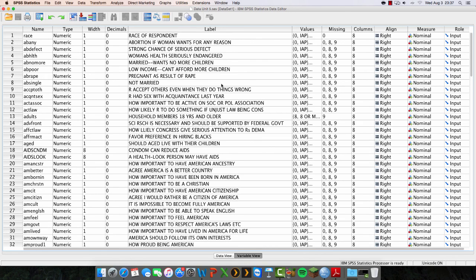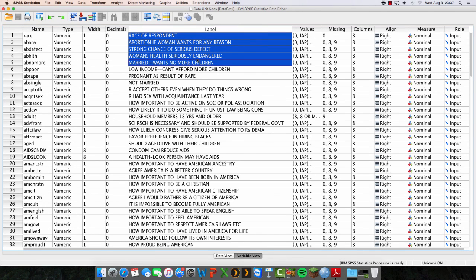The 3 hypotheses I'm going to test, you can see they're right here at the top of this list, is I'm going to test a hypothesis that says there's a difference between racial groups in their opinion about if a woman should have an abortion for any reason. That's my first one. The second is if a woman should be allowed to have an abortion if there's a strong chance of a serious defect. And my third one, if the woman's health is seriously endangered.